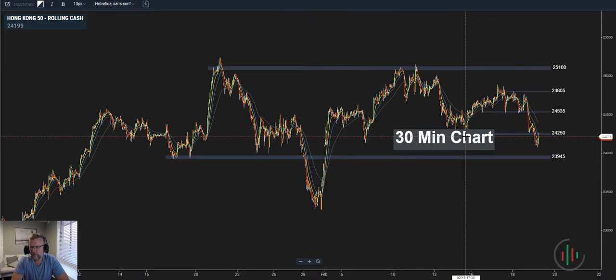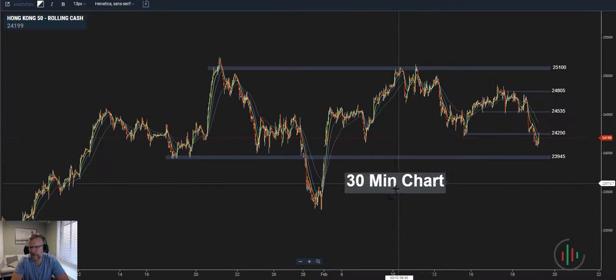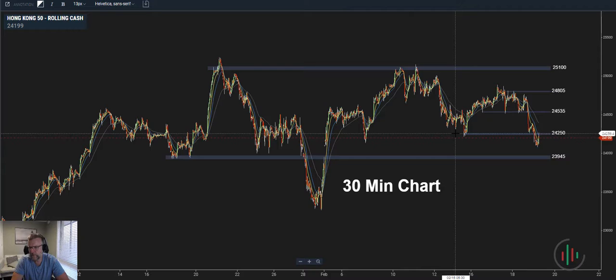We've pushed down and found some support, lifting off around that 24,250 mark, and we've got a lower high coming into play at 24,805. So that could easily drive down as well. Okay, we drive down off that, but the Hang Seng likes to play games.